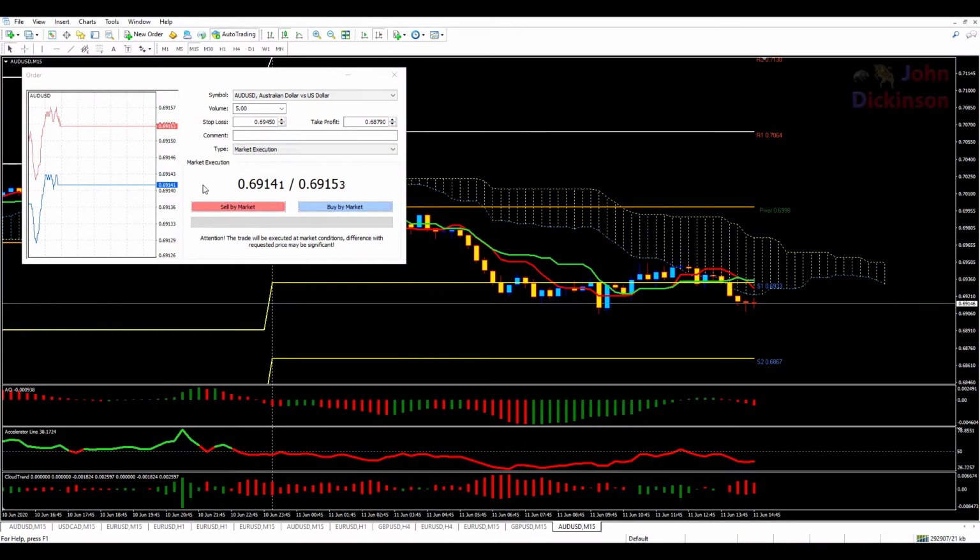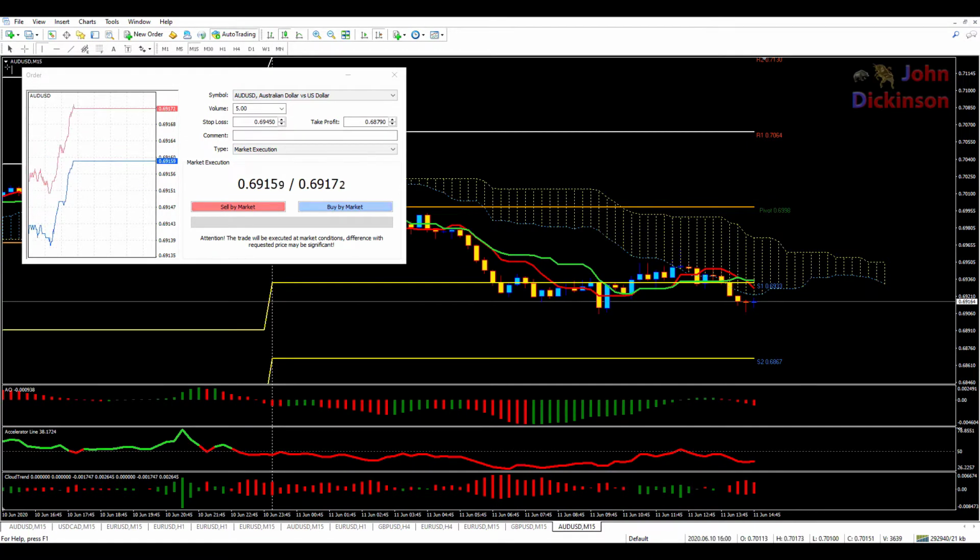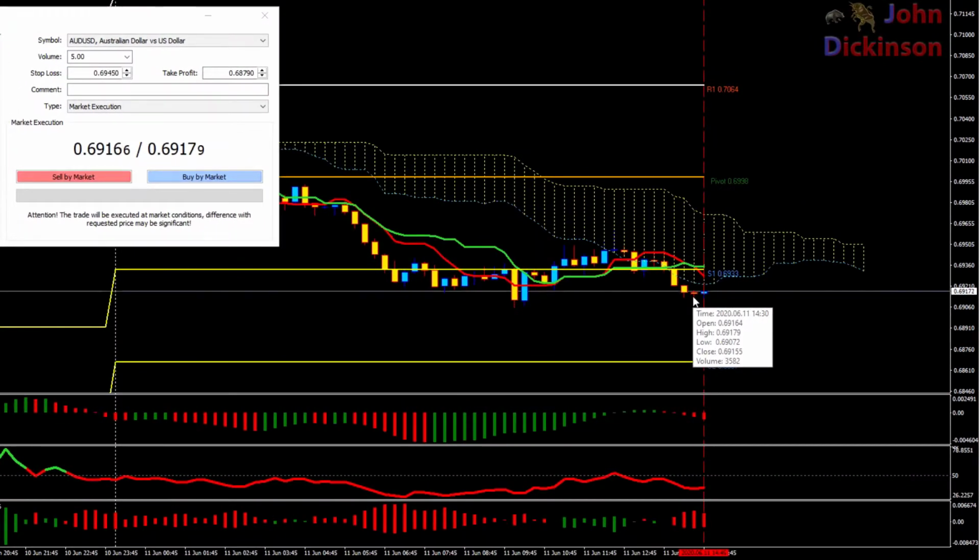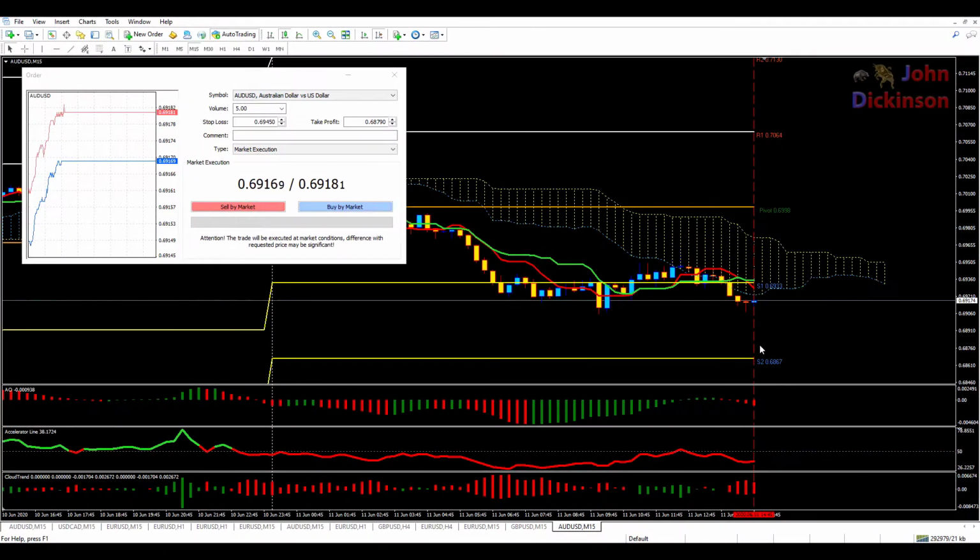Hi guys, Adrian here, and I'm on the Aussie US dollar 15-minute chart. I'm at this candle here, and at this point all signs and signals for entering a short trade have been met, and I've set my stop loss and my take profit target levels, and I'm now entering the trade.